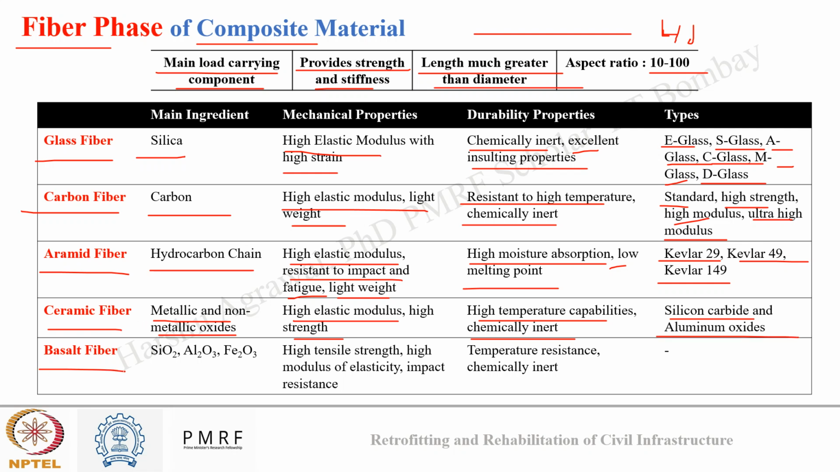And finally, there are basalt fibers, which are made of silica, aluminum, and iron oxide. They have high tensile strength, high modulus of elasticity, and impact resistance, and they are known for their temperature resistance and chemical inertness. Okay, so each fiber has its own characteristics, and based on those characteristics we can make an appropriate choice of fiber.